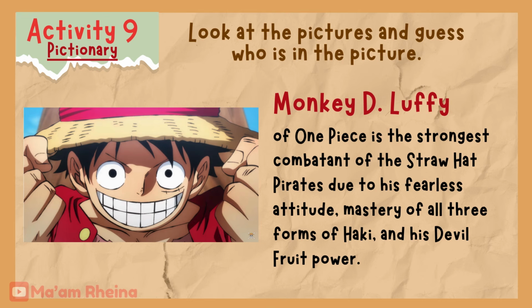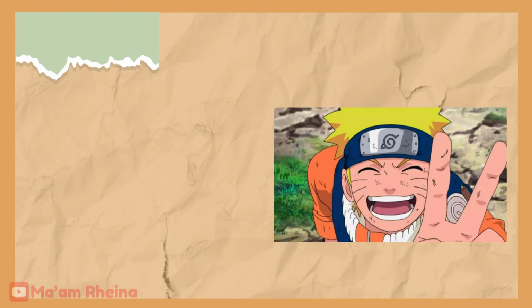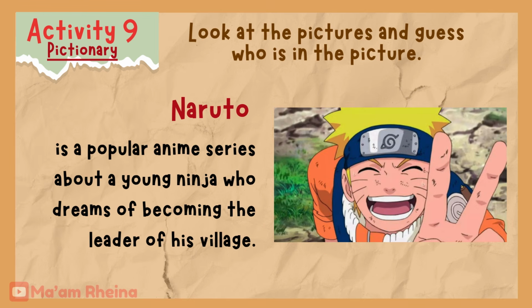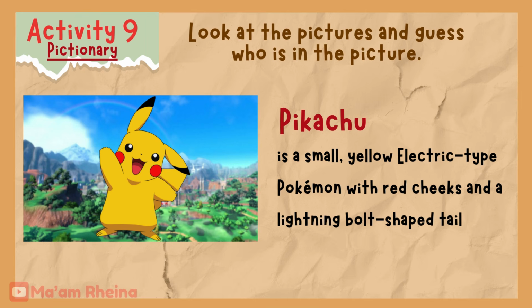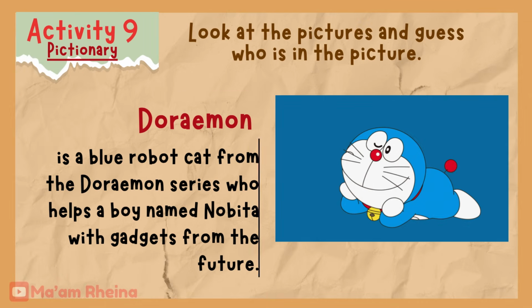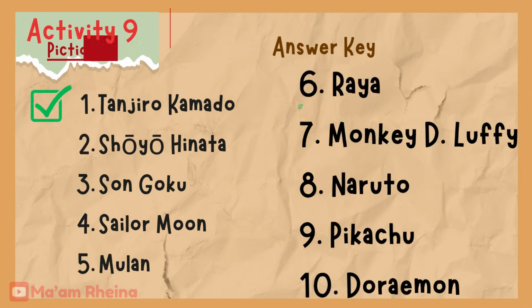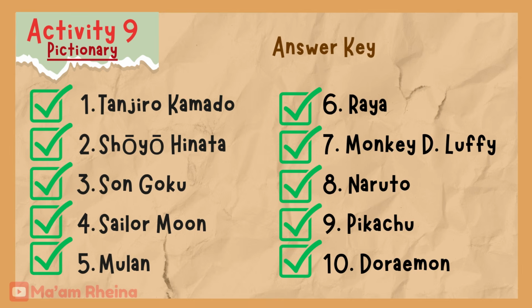Monkey D. Luffy from One Piece is the strongest combatant of the Straw Hat Pirates, known for his fearless attitude, mastery of Haki, and devil fruit powers. Naruto is a popular anime series about a young ninja who dreams of becoming the leader of his village. Pikachu is a small yellow electric-type Pokemon with red cheeks and a lightning bolt-shaped tail. Doraemon is a blue robot cat who helps a boy named Nobita with gadgets from the future. How many correct answers did you get?